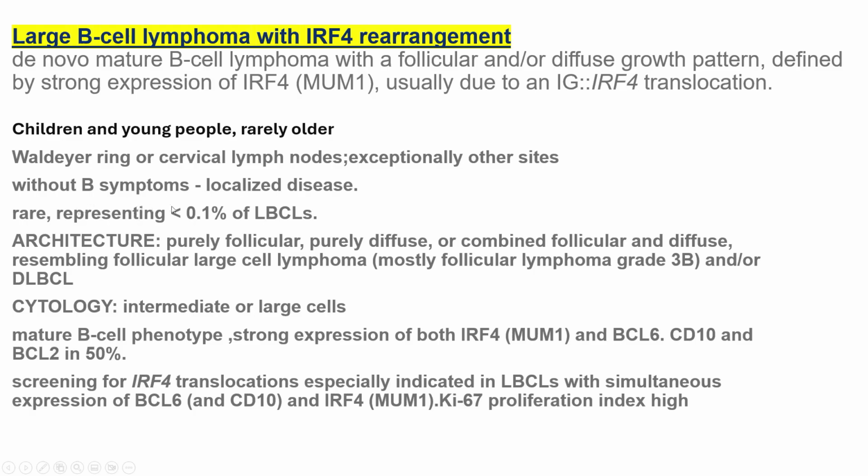Here you can see the very low frequency. The architecture, as you have seen, may be purely follicular, purely diffuse, or mixed. It can resemble follicular large cell lymphoma like grade 3B, which has clinical implications, or it can look like transformation to diffuse large B-cell lymphoma, which has clinical implications too. Cytology shows intermediate or large cells, which were present in our case, with a mature B-cell phenotype and strong MUM1 equals IRF4 positivity.